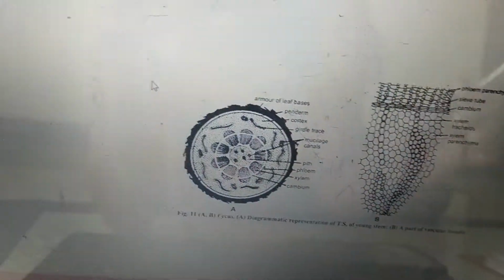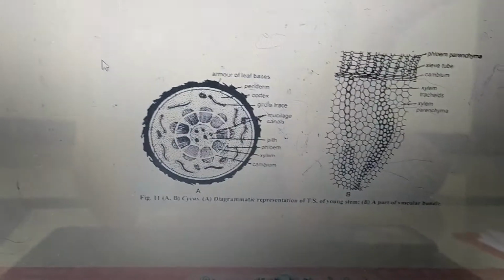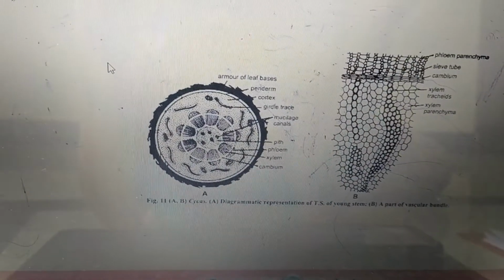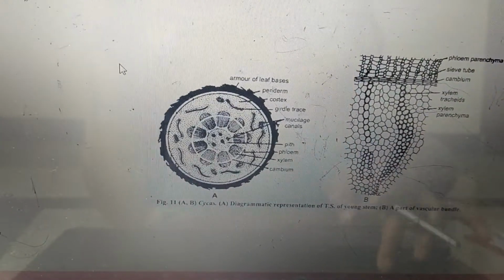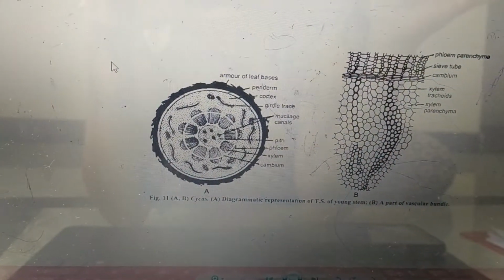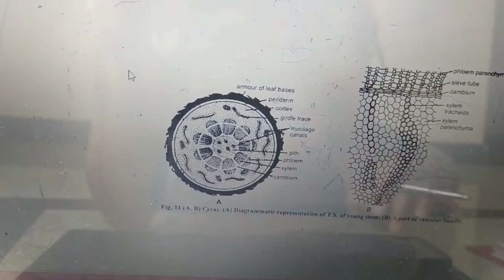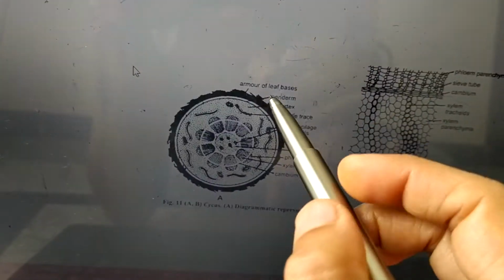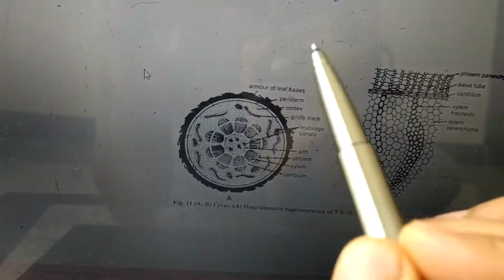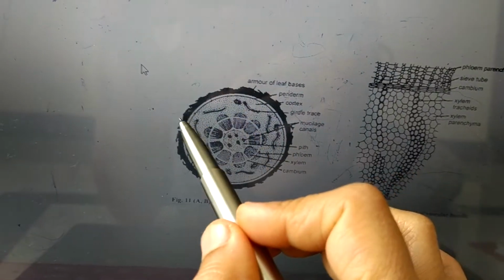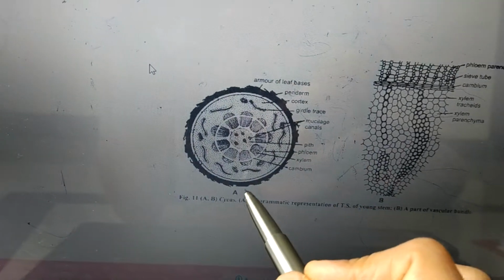Now what exactly is this leaf base? As we all know, Cycas has foliage. When these leaves fall off from the stem, they leave a kind of scar, that is, a mark. These scars are nothing but the leaf bases. Because of these leaf bases, the epidermis appears discontinuous and feels like it is ruptured here. It is ruptured here and it is discontinuous.